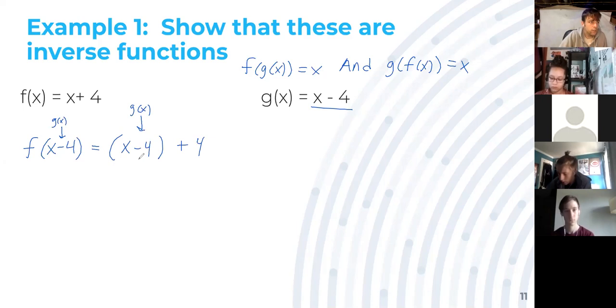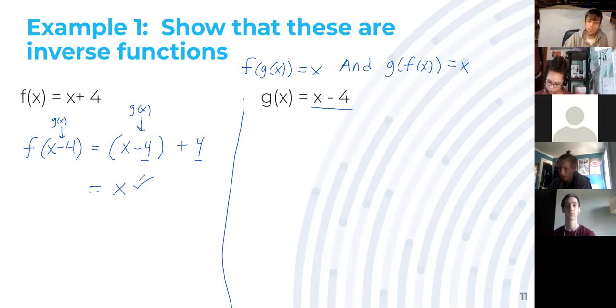There's nothing I can really do with these parentheses. There are no operations in here that I need to take care of. There's no exponent. There's nothing to distribute. So parentheses are just there to contain my input for right now. But I have a -4 and a +4. Those are going to cancel out, and I'm left with just x. This one was pretty easy to see that these just cancel out, and we're left with x. So it works for that way.